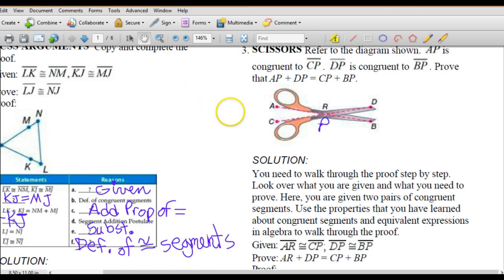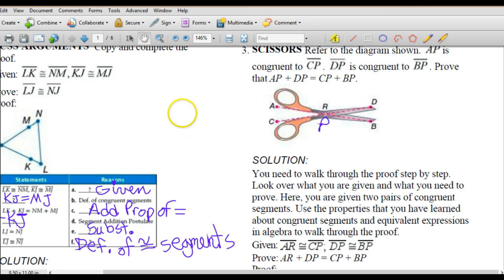And I apologize for the diagram here. In some cases, we're using the point R, and in other cases, we're using the point P. So if you see a point P or a point R, those mean the same thing. We could call this point either P or R.